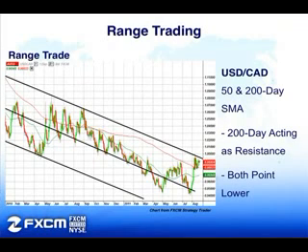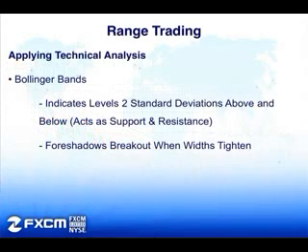So moving on to Bollinger Bands. This is probably one of the biggest tools that I use when I'm looking to trade ranges. Again, it incorporates the 20-day moving average here, but all Bollinger Bands do is indicate levels 2 standard deviations above and below, which can act as support and resistance during this price action. And this is one tool that I probably use a lot with range-bound price action.